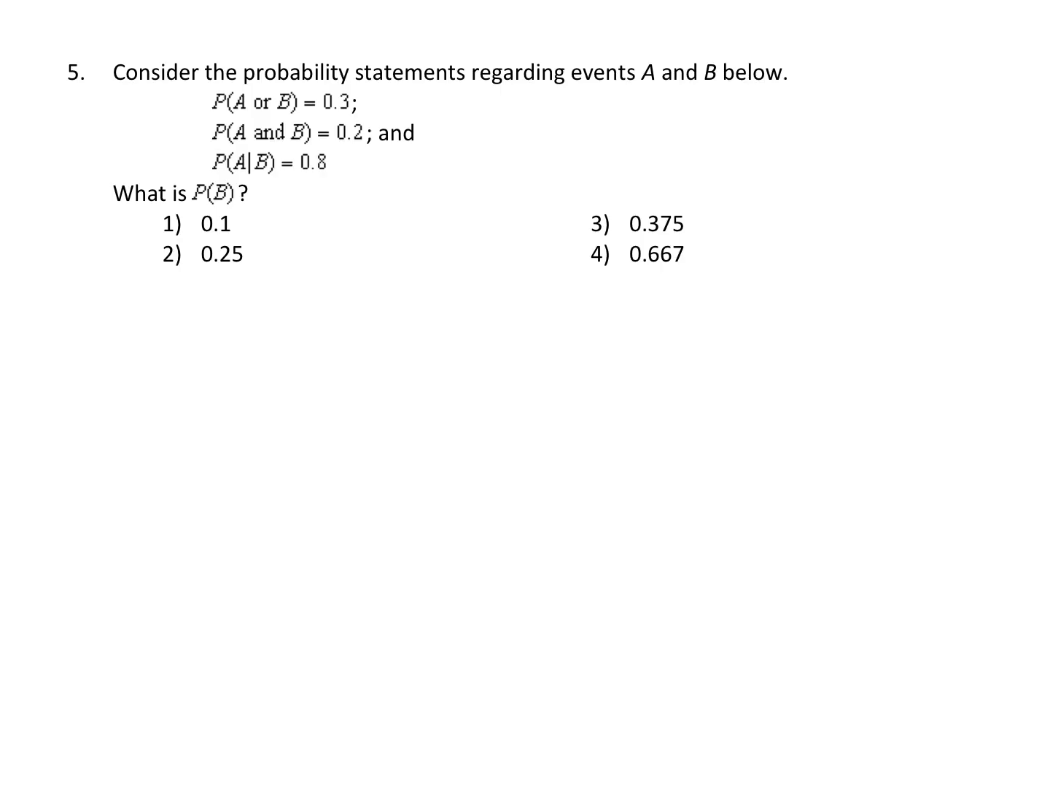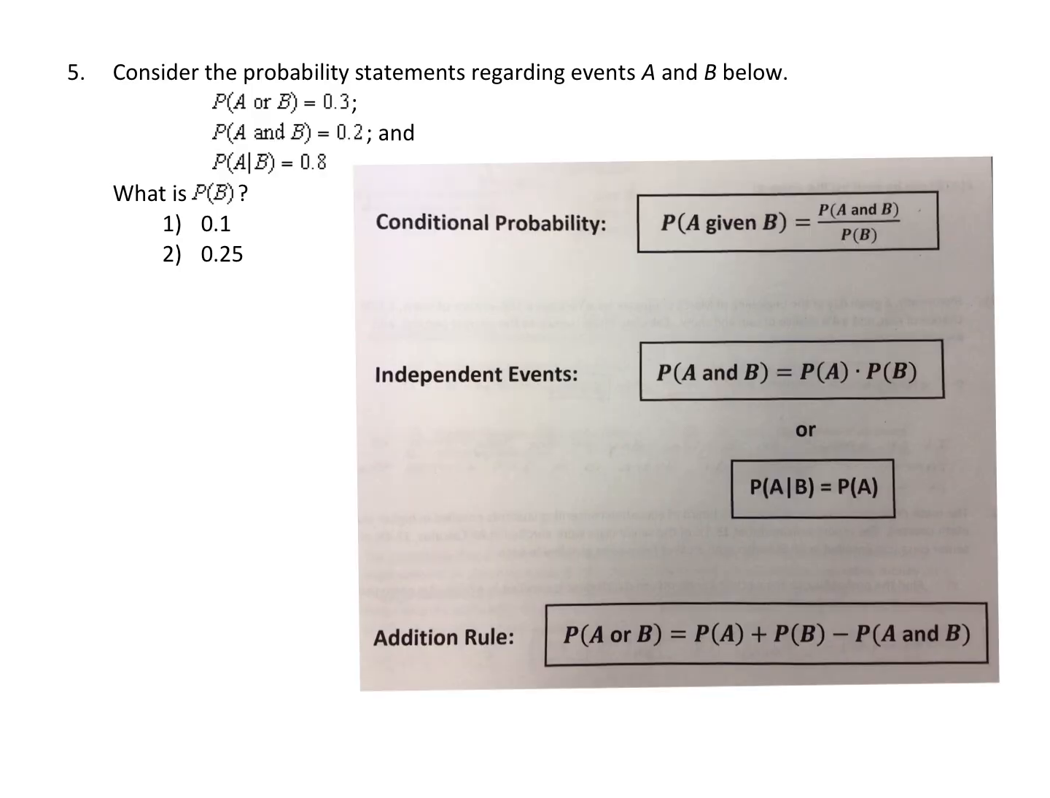All right, and then it looks like there's one more down here that we probably need to know formulas for. Consider the probability statements regarding events A and B below. They give us all this information, and they want to know, what is the probability of B? This has a lot going on, so I figured we might as well pull up the formulas so we could see what we're given.